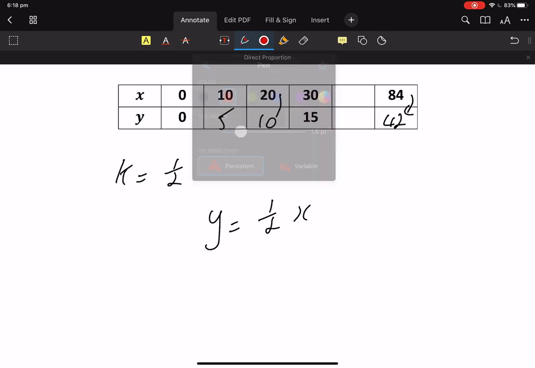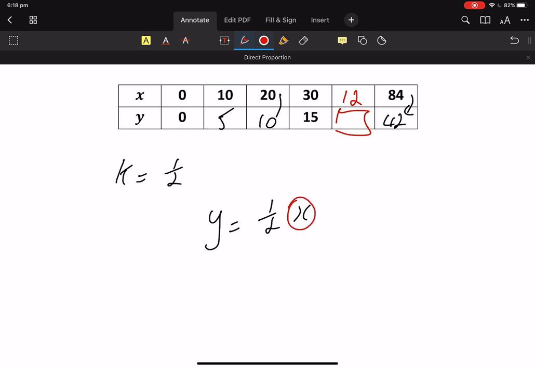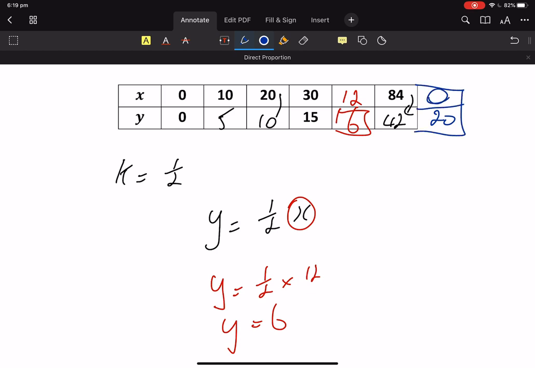Let's put a random number in here. Let's make x 12. So to find what goes in the box, I'm going to make this x 12. So y equals a half times 12. So y equals 6. I can also go, let's make y 20. And what goes in here? So instead of y equals a half x, I'm going to make the y 20.